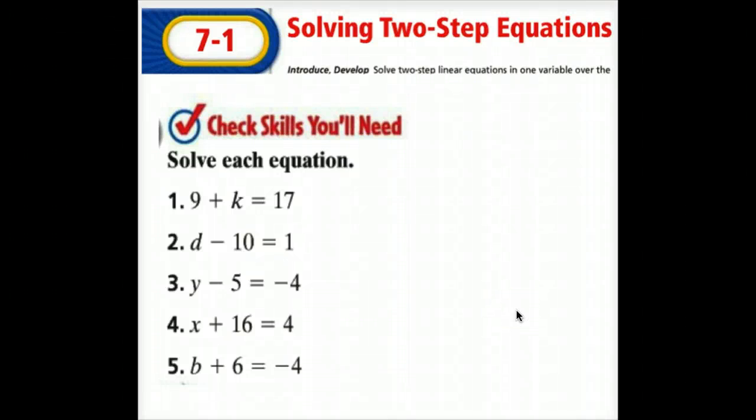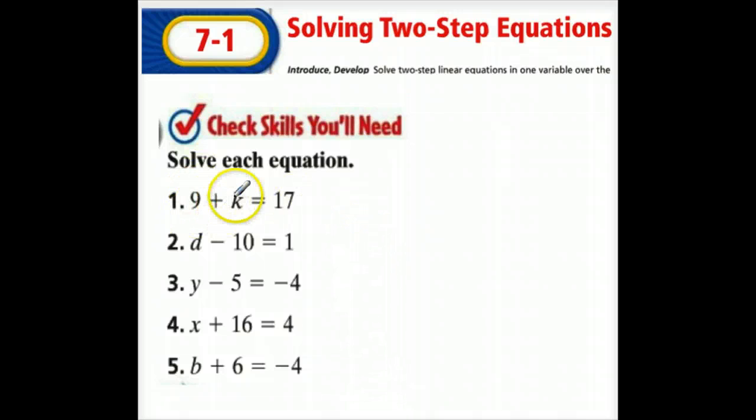Lesson 7-1, Solving Two-Step Equations. Alright, before we begin this lesson, I'm going to go over a couple examples that you can see here in the check skills you'll need. 1 through 5 listed below are one-step equations. Now we as 7th graders have already learned these.